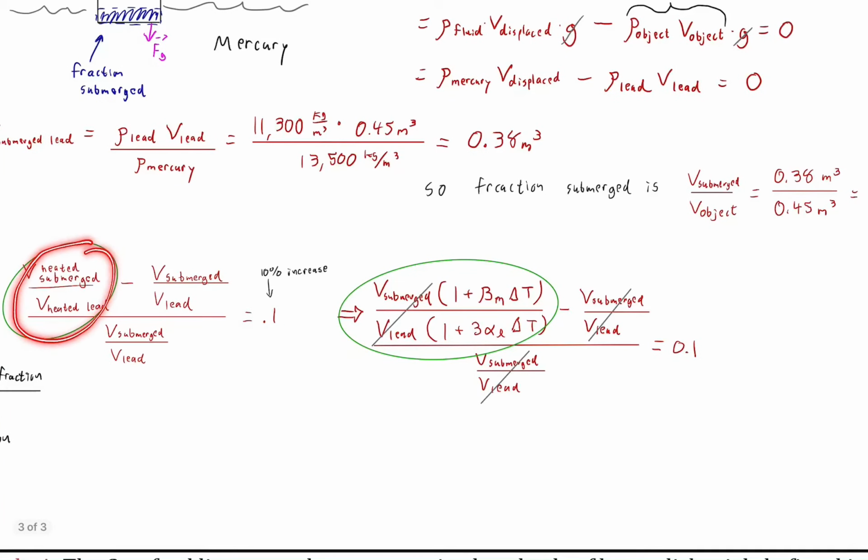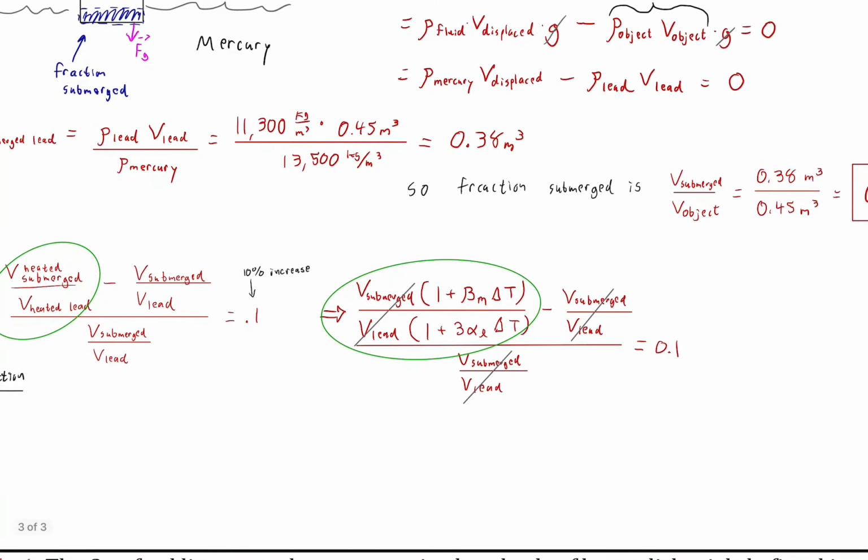I've just circled this in green to show that this is the same term, but now I'm working on this term, these heated terms, because I don't have to do anything with the submerged over lead term, all right? So instead, I go over here and I say, okay, well, if I'm heating up both the lead and the mercury, they're both going to expand, okay?